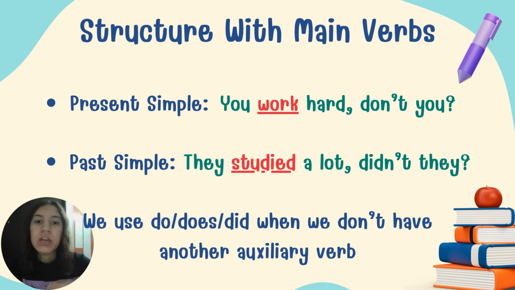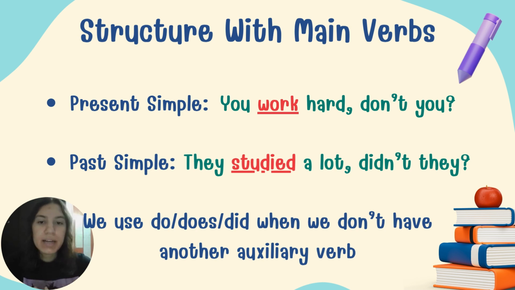Let's talk about another specific structure, in this case with the main verb. For example, if my sentence has a main verb, any verb, my question tag will be the auxiliary of the verb tense. For example, if my sentence is in present, like you work hard, the auxiliary verb of present simple is do or does, right? And in this case, you work hard, the question tag is don't you?